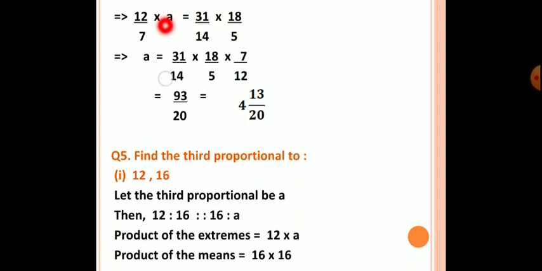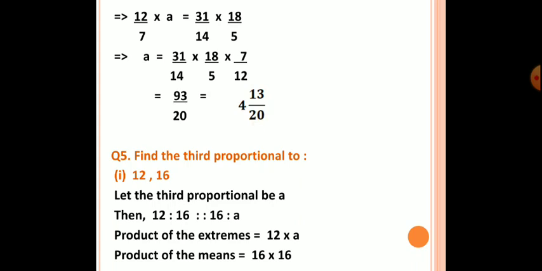So to find the value of A, we'll keep the A on the left hand side and take this 12 by 7 to the other side. So it will become divided by 12 by 7. So 31 by 14 into 18 by 5, and the division sign will be converted into multiplication sign, and the number will get reciprocal. So reciprocal of 12 by 7 is 7 by 12. So on further solving this, we will get the answer as 93 by 20. So we can write this as a mixed fraction because the numerator is greater than the denominator. So we can convert this into mixed fraction, which is equal to 4 13 by 20.